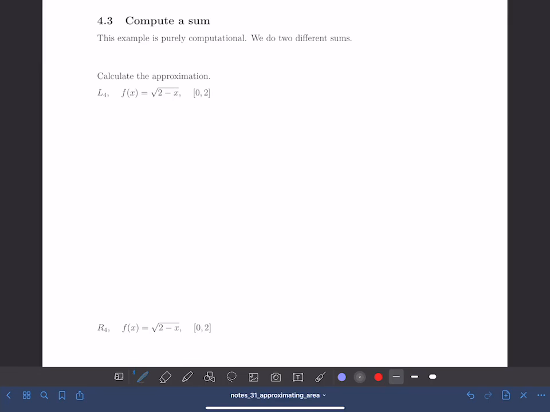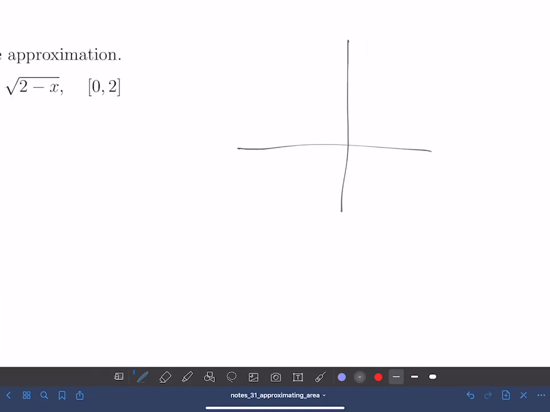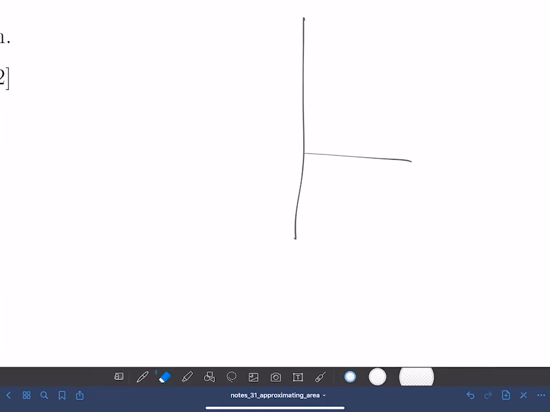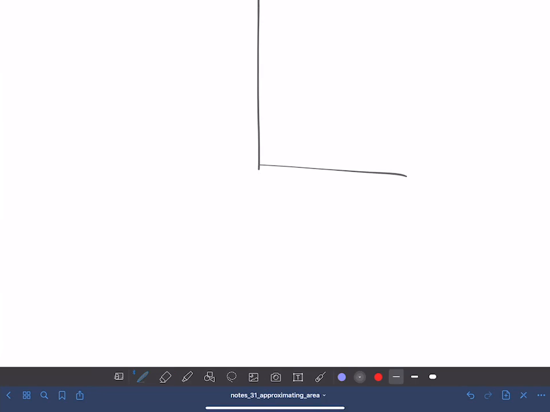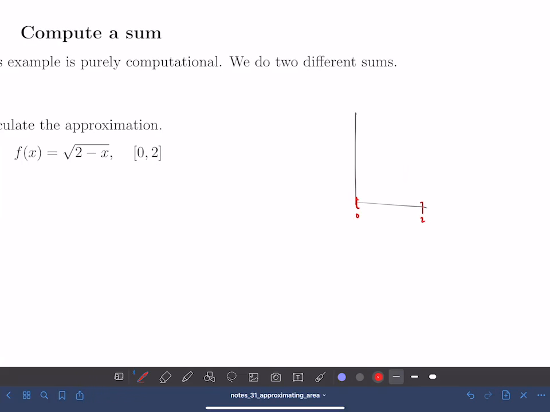Let's calculate the approximation from 0 to 2, where I have the square root of 2 minus x. I love starting by drawing a picture. We are working on 0 to 2, so I don't need any of the stuff over there. I'm going to erase that also. So we are from 0 to 2. I need my function. When I put in 2, I get 0. So my height at 2 is 0. And when I put in 0, I get root 2. My function is a square root function that opens to the left like that. Okay, so that's my function.